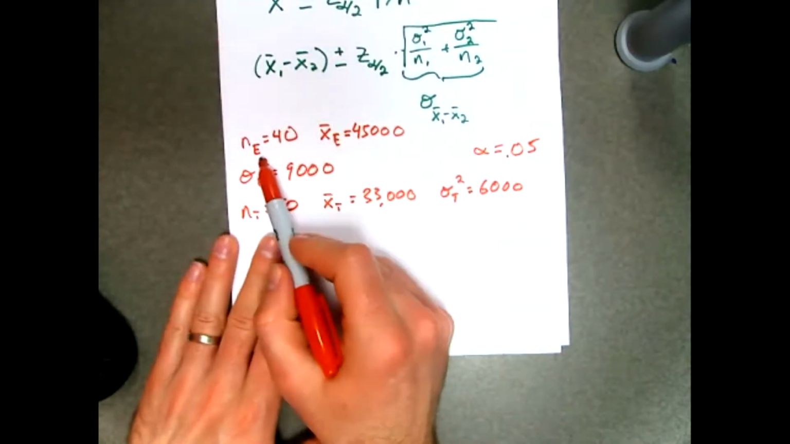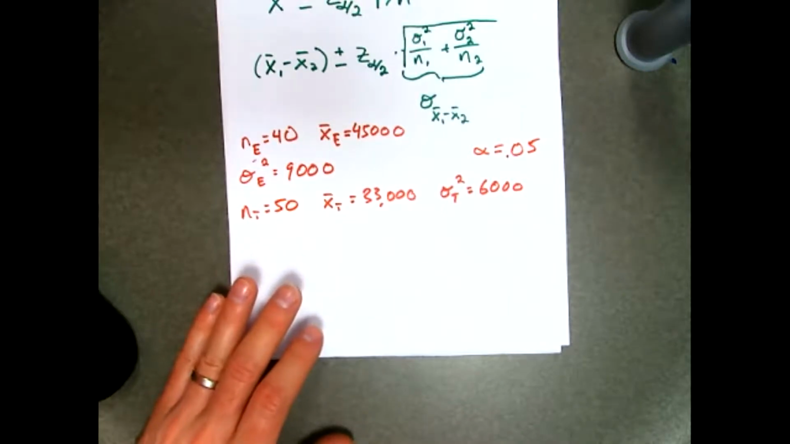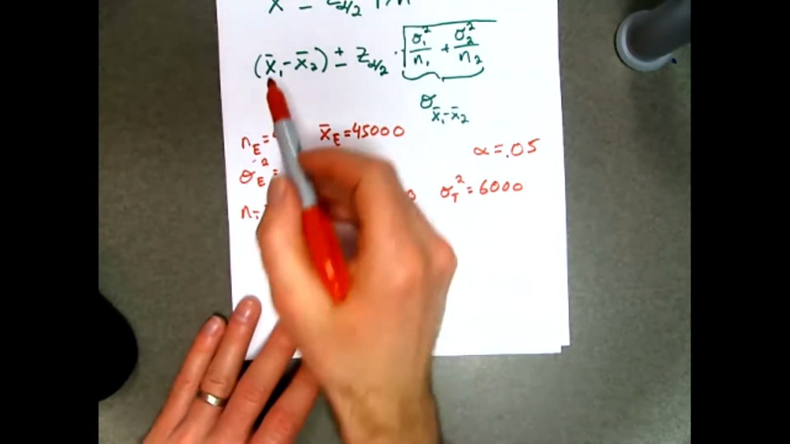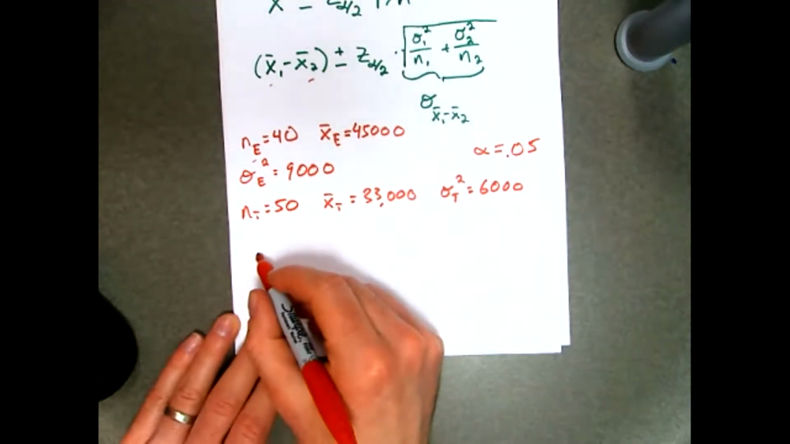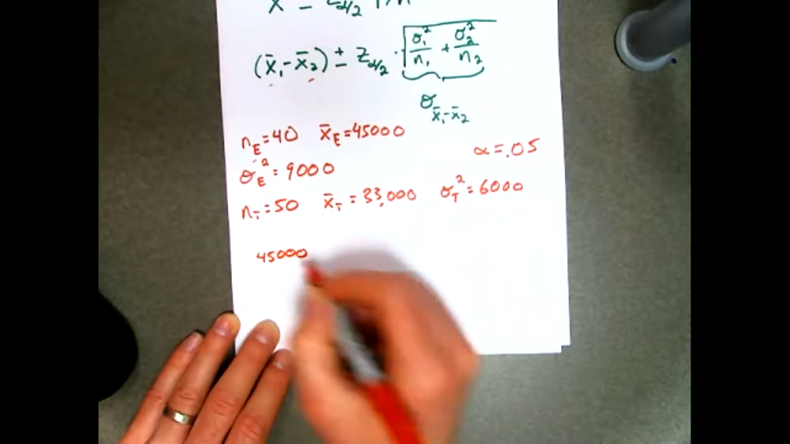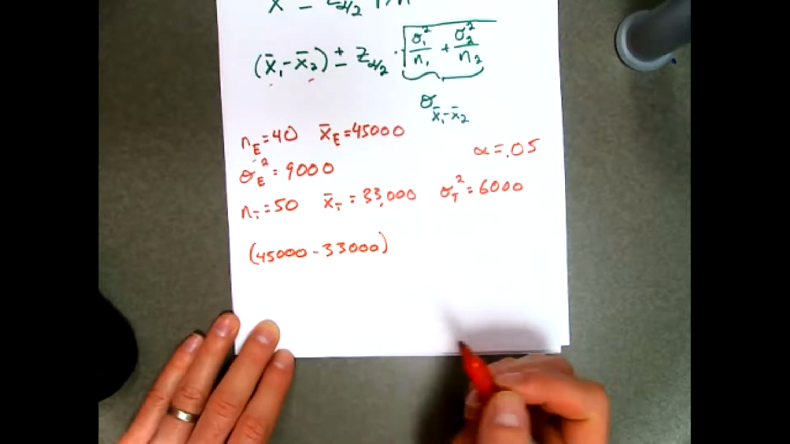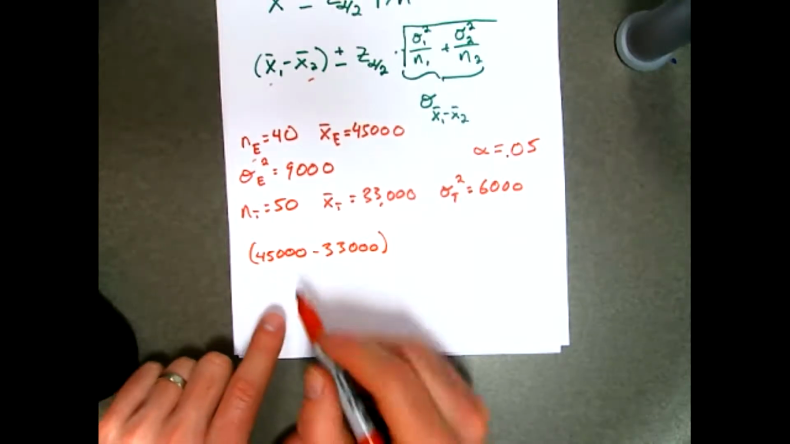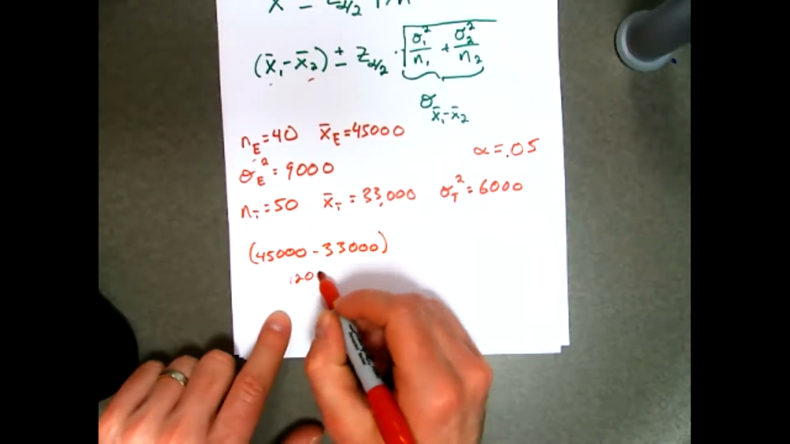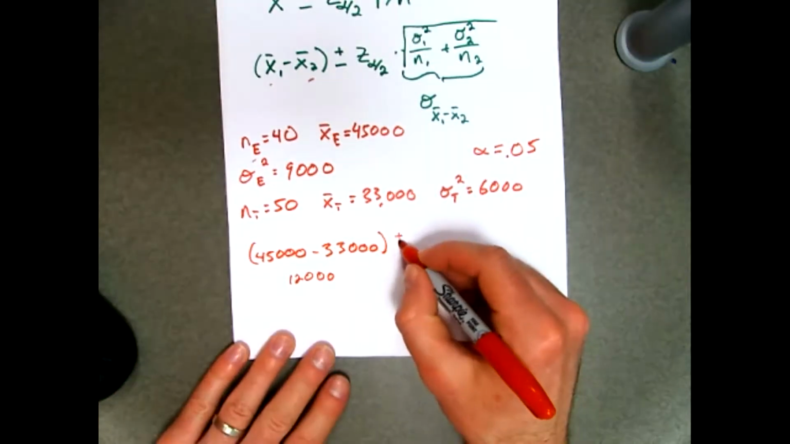So group one here, I'm going to treat as my econ majors, because the difference is econ minus theater. So econ will be my group one, theater is my second group. So we'll take 45,000 minus that 33,000. That's what we're centering our confidence interval around, whatever that sample difference we found was. So our confidence interval should be centered around 12,000, that sample difference that we found. We'll then add and subtract.